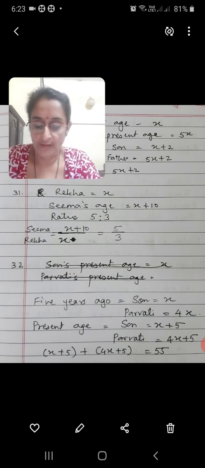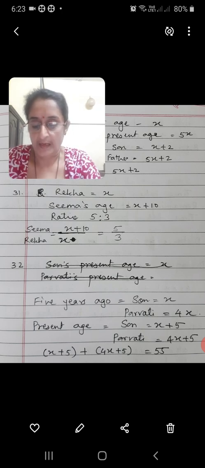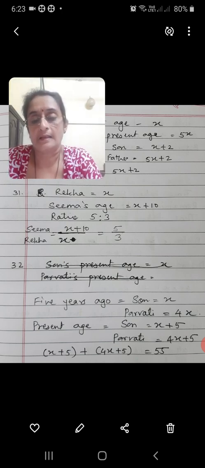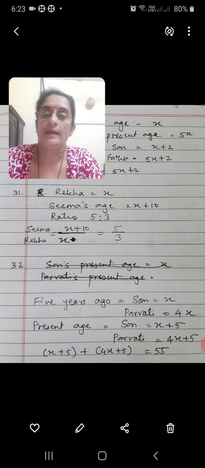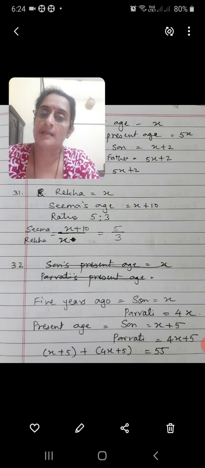5 years ago, the age of Parvati was 4 times the age of her son. The sum of their present ages is 55 years. Find Parvati's present age. Fine. Now they have given the ages 5 years ago and the present ages. Now 5 years ago, how old was Parvati's son? He was x years old, and she was 4 times her son. So the son's age we are going to consider as x, and Parvati's will be 4 times x. Okay, so these are the ages 5 years ago.